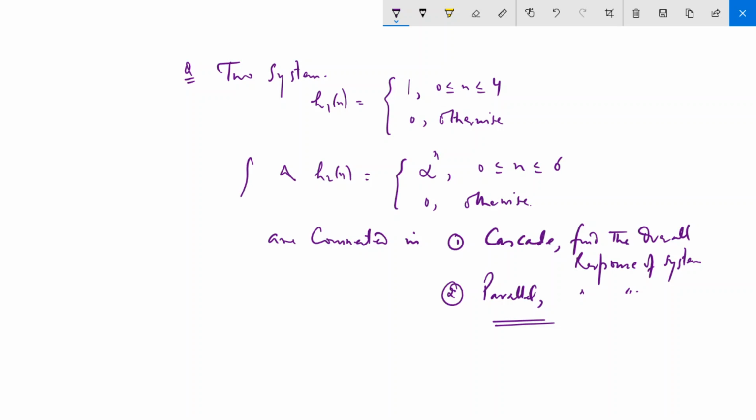Okay, so for cascade, you know, it is the convolution of the two. For parallel, it is simply the addition of the two. So in this case, you have to find the convolution of h1[n] with h2[n]. In the second case, you have to simply add the two responses. You will get the overall response. Okay.